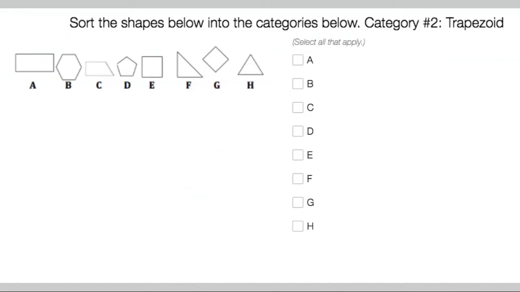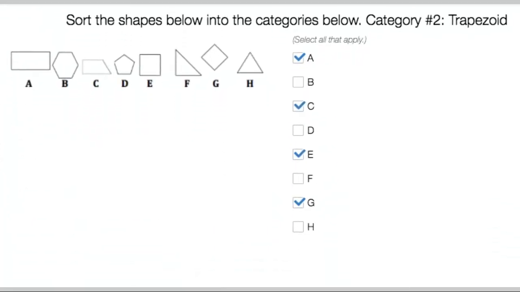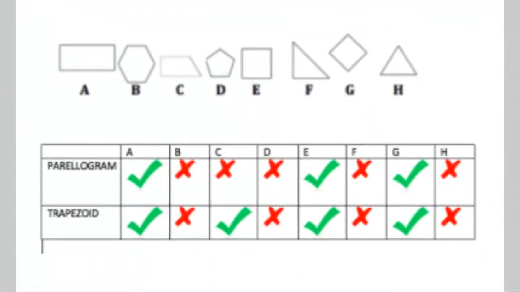F and H, once again, are triangles, not even quadrilaterals, so not it. And G does have at least one pair because it has two, so it is a trapezoid as well. So for this activity, we really have A, C, E, and G. Now let's compare the first two categories we had and really look deep. If you look closely, you'll notice that A was both a parallelogram and a trapezoid. So were E and G.